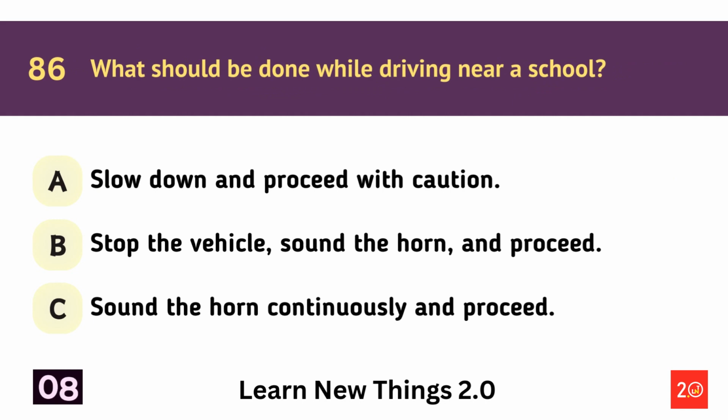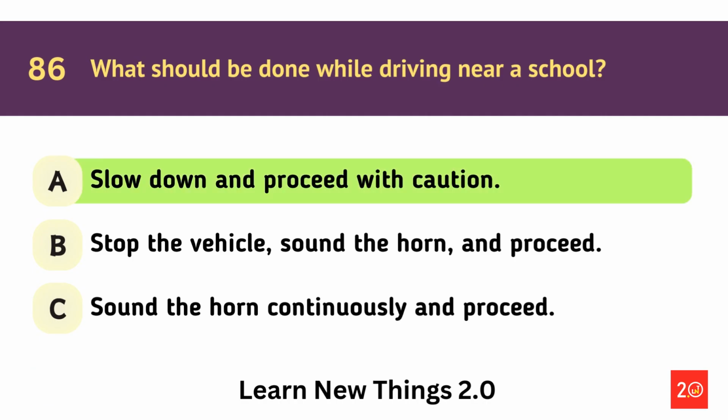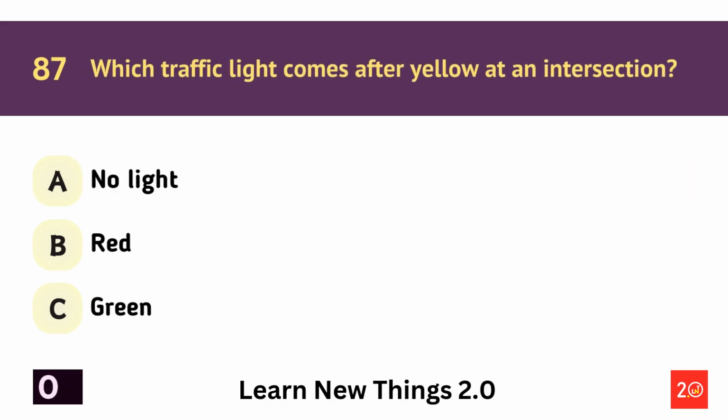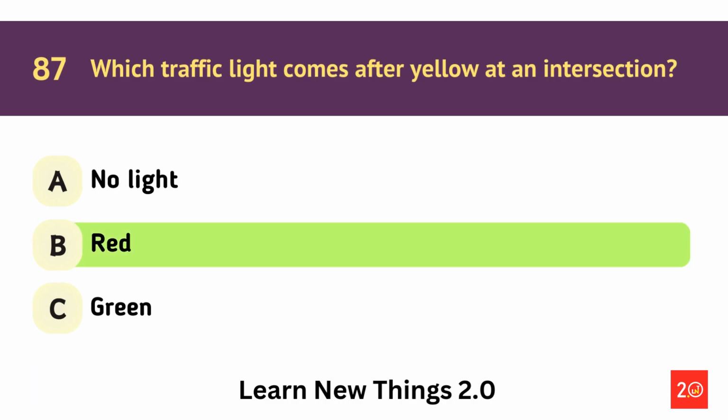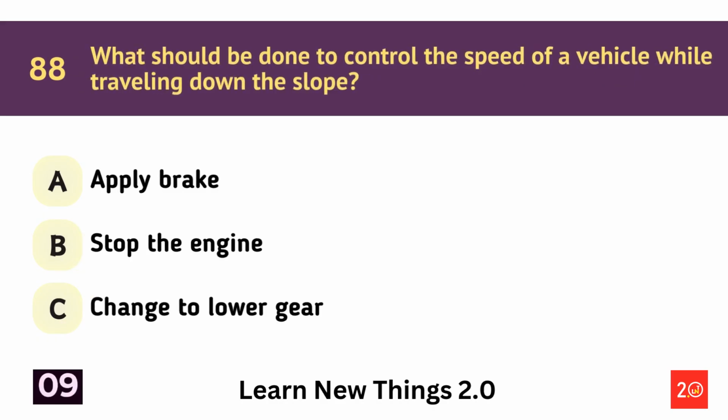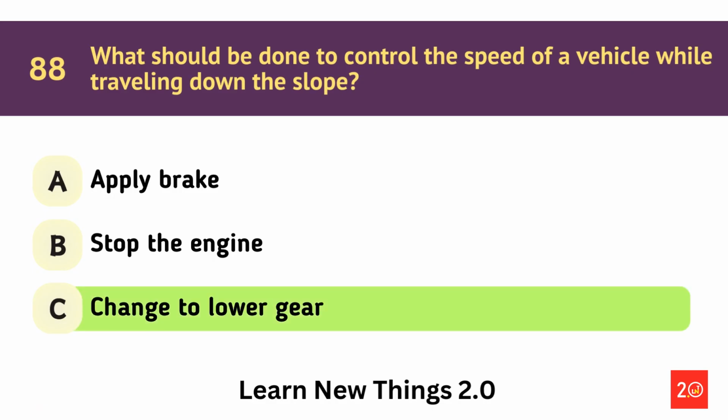What should be done while driving near a school? Slow down and proceed with caution. Which traffic light comes after yellow at an intersection? Red. What should be done to control the speed of a vehicle while traveling down the slope? Change to lower gear.